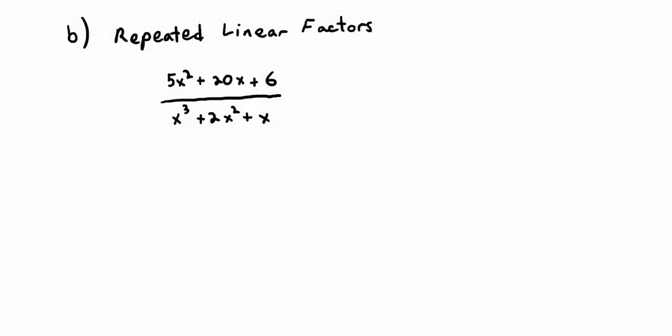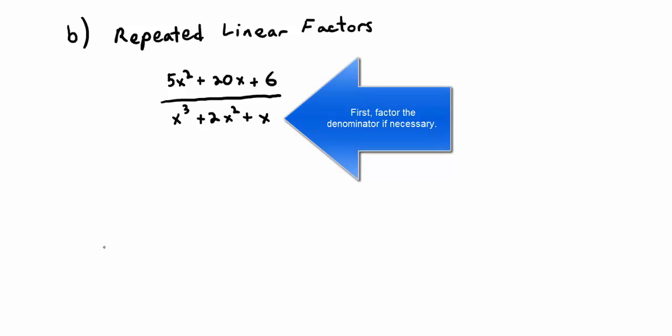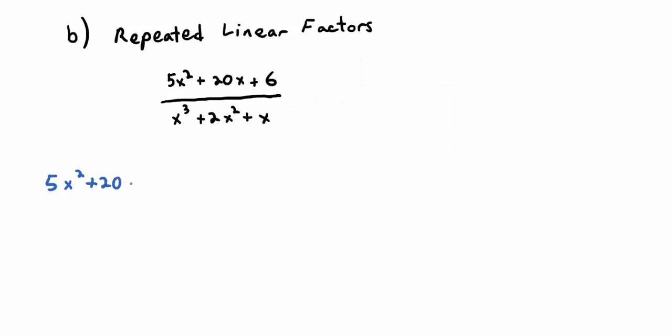What do we have to do here first? We have to factor. Okay, so just rewriting the numerator, 5x squared plus 20x plus 6. What do I need to factor out of the denominator first? An x. What's left? There you go.